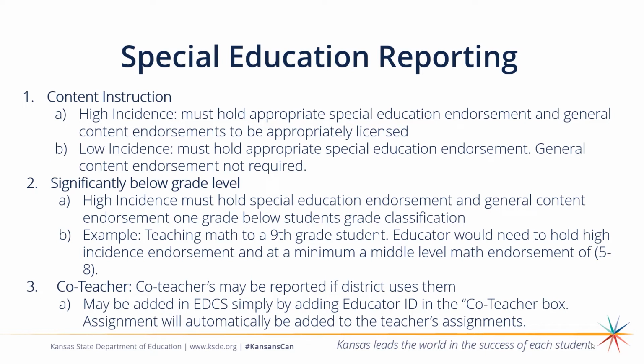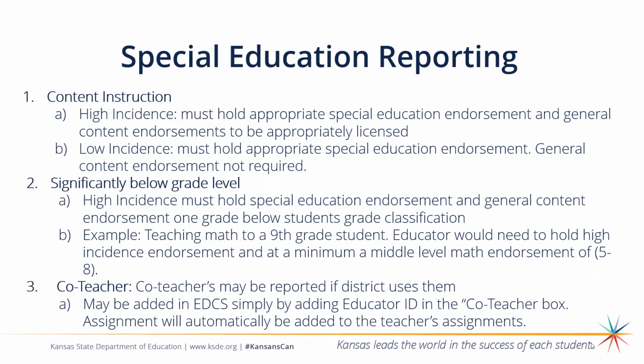So, for instance, let's say a high incidence teacher is teaching math to a 9th grade student. That individual would have to hold the high incidence endorsement at the 6 to 12 level, and would also need a minimum of a middle level math endorsement of 5 to 8. Since it is a 9th grade student, the license for the grade level below 9th is checked, so that 5 to 8 is appropriate, instead of needing the full 6 to 12 secondary endorsement to teach that 9th grade student.